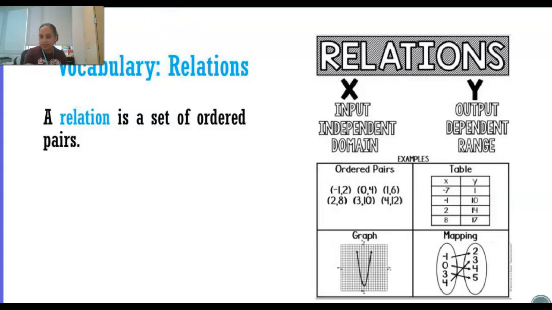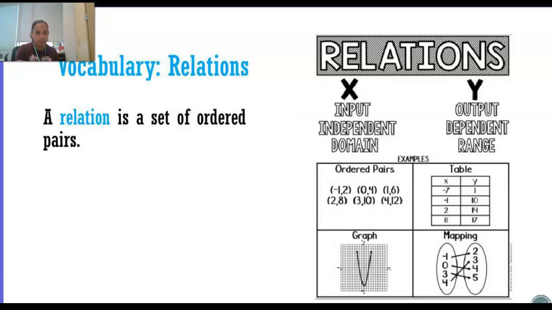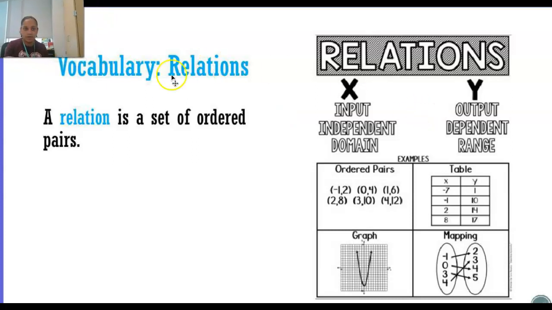So here's a couple of vocabulary words that I want to talk to you about before we get into things. The first word is relations. A relation is just a set of ordered pairs where X is your input, Y is your output, or domain and range, independent and dependent. And you might see these in different forms, such as ordered pairs, a table, a graph, or what is called a mapping.